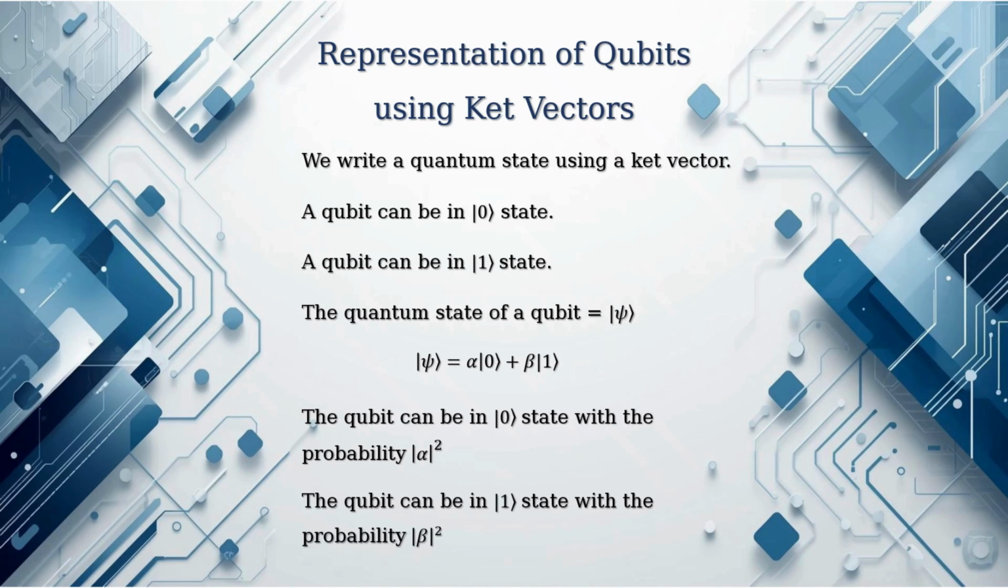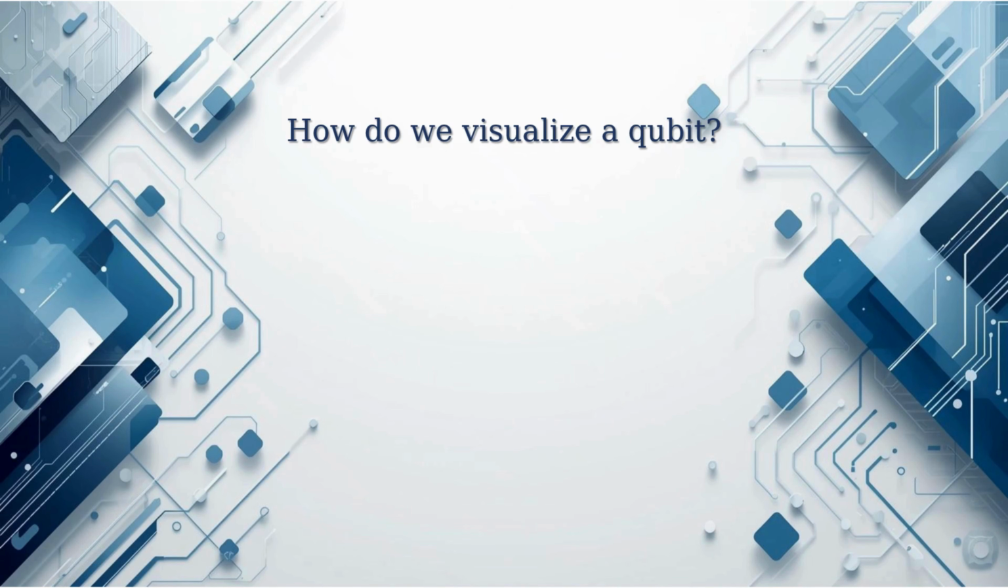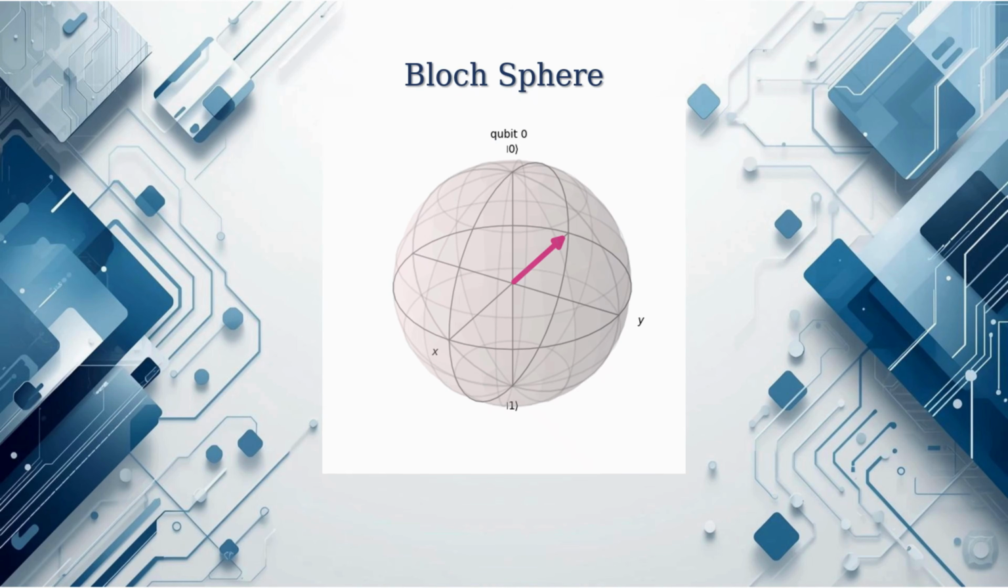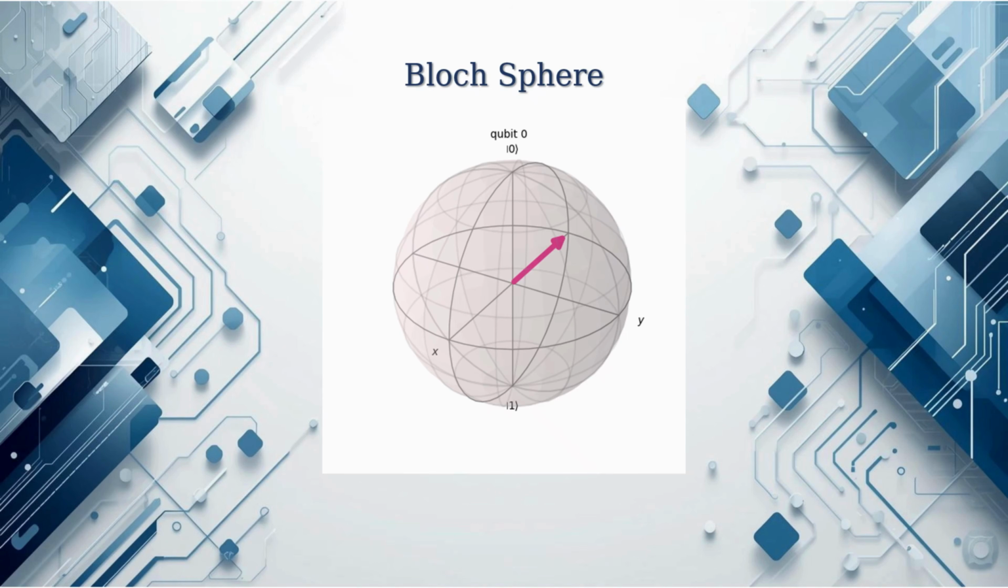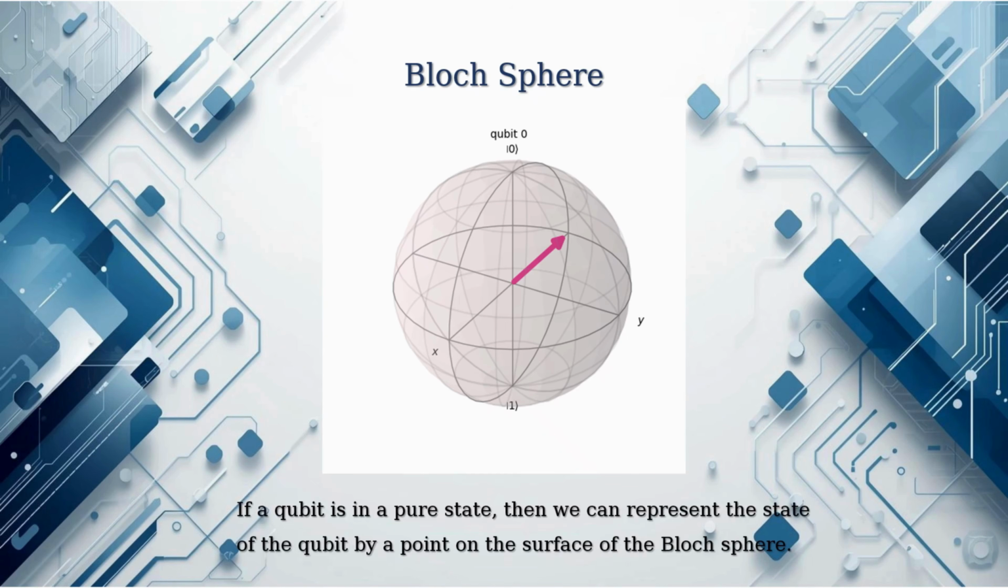How do we visualize a qubit? We visualize a qubit using the Bloch sphere. The Bloch sphere is a unit sphere that is used to represent a qubit geometrically. If a qubit is in a pure state, then we can represent the state of the qubit by a point on the surface of the Bloch sphere.